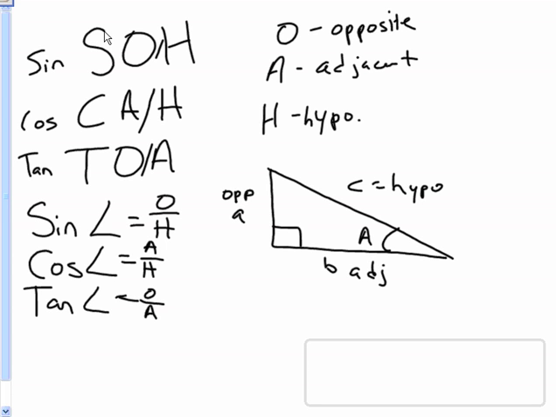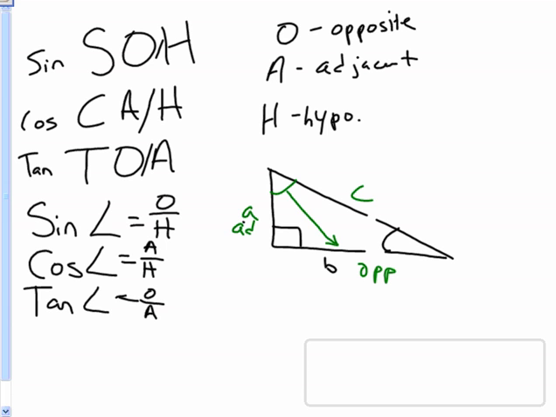Now things change if I change the angle. If I now say that the angle is here, what's the opposite? Now this is the opposite because it's across from this angle. Which one's next to it? So this is the adjacent. And the hypotenuse doesn't change. It always is the hypotenuse. Make sense? Okay, once you get that, the rest is just basic proportions.